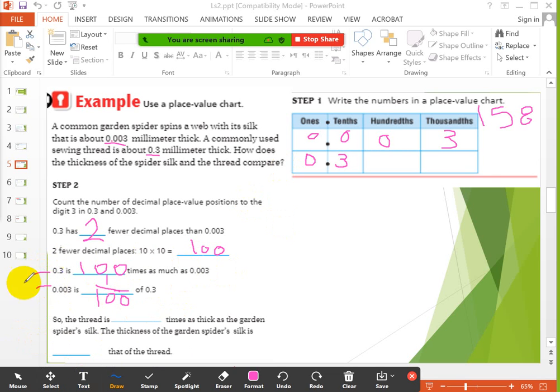Okay, that represents the relationship between the digits, but here not between the tens and the hundreds, the digits that are next together, no, between the tens and the thousands here. Okay, now if I want to know the number, the thread as written here is 100 times as thick as the garden spider silk.